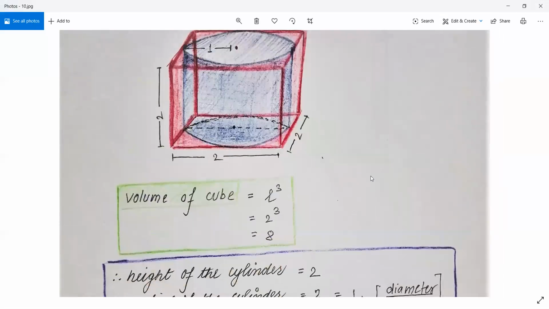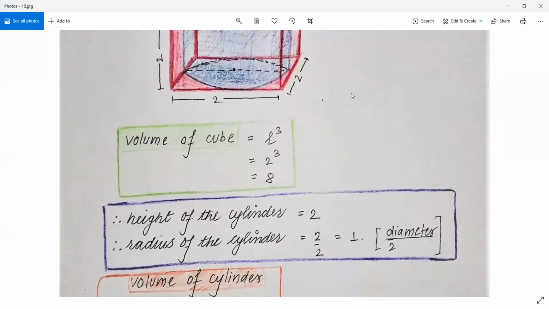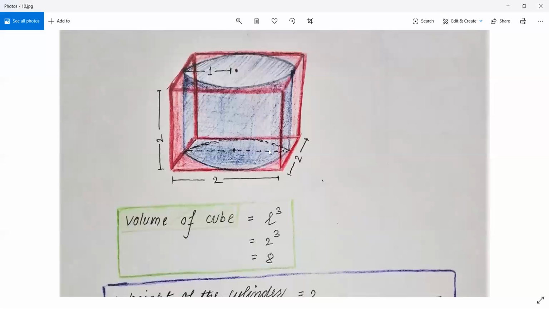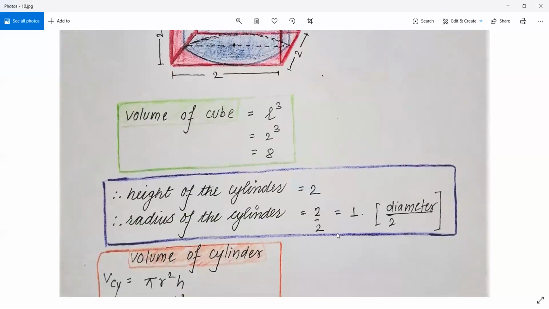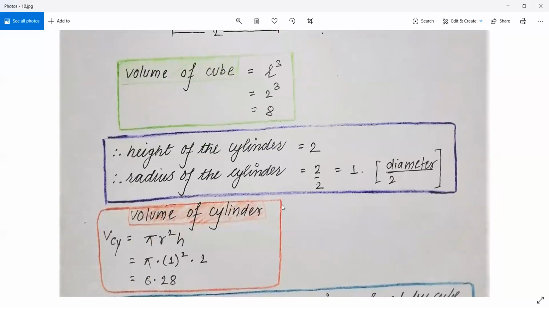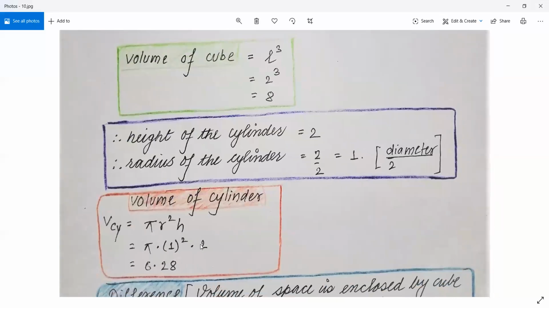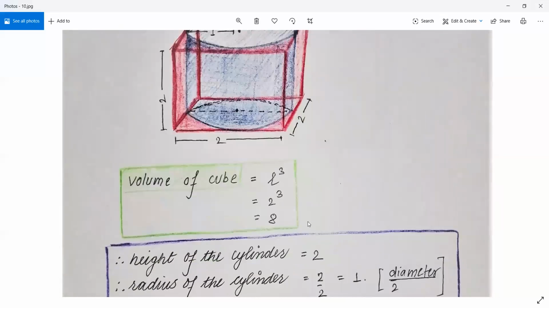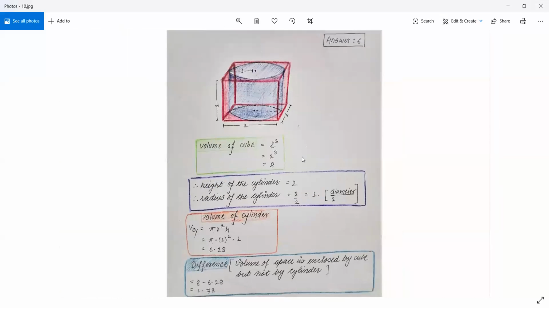So what is the radius of the cylinder? I told you that it's the diameter divided by 2. So since the diameter and the edge of the cube are equal, the radius will obviously be 1, as shown in the figure. So we can get the volume of the cylinder by pi r square h. The value of r is 1, pi as it is, and the value of h is 2. When you calculate it, the volume of the cylinder is 6.28.